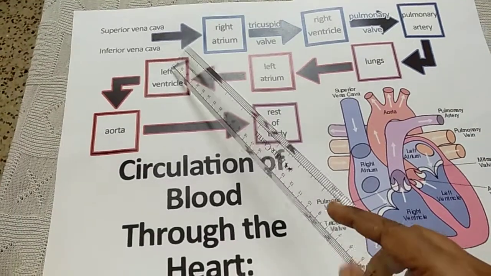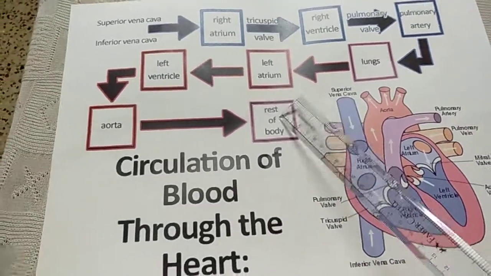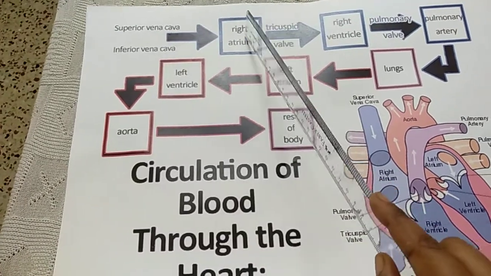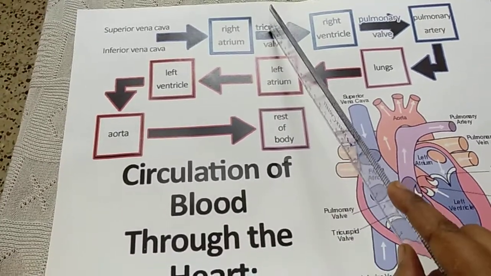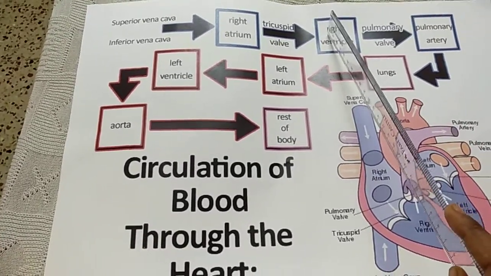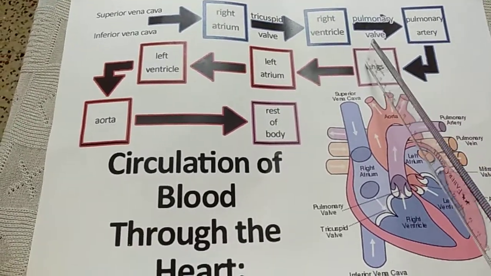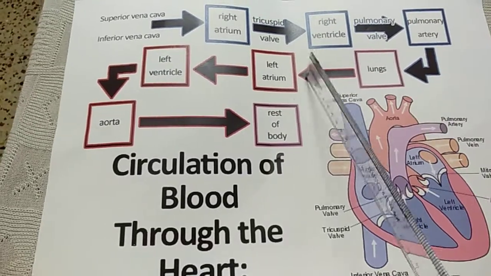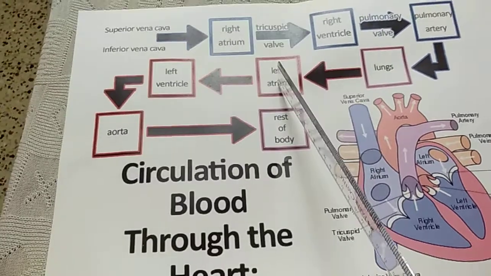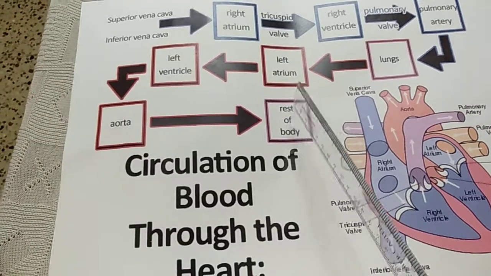Okay, so this is a simple flow chart showing the working of the heart. From the superior vena cava and inferior vena cava, blood is given to the right atrium, and through the tricuspid valve, it is given to the right ventricle. By the contraction of the right ventricle, through the pulmonary valve and pulmonary artery, it is given to the lungs, where it is purified. The purified blood, that is the oxygenated blood, is given to the left atrium, and then to the left ventricle, and through the aorta it is given to the rest of the body.